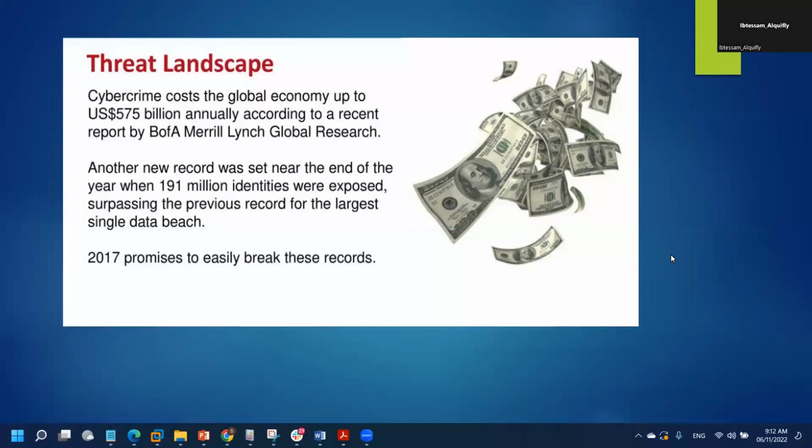So we are back here again to talk about the threat landscape.